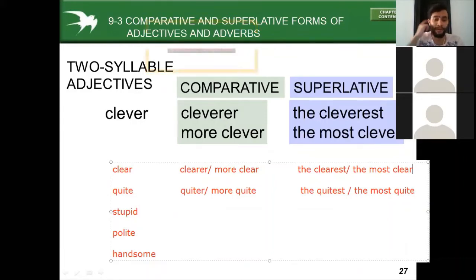This one, I like it very much the way it sounds, for some reason. It sounds like a stupider. It sounds good to me. Stupider. All right. And the other one is more stupid. Guys, please write these examples so that you can have them all completely. And the stupidest. And the most stupid.